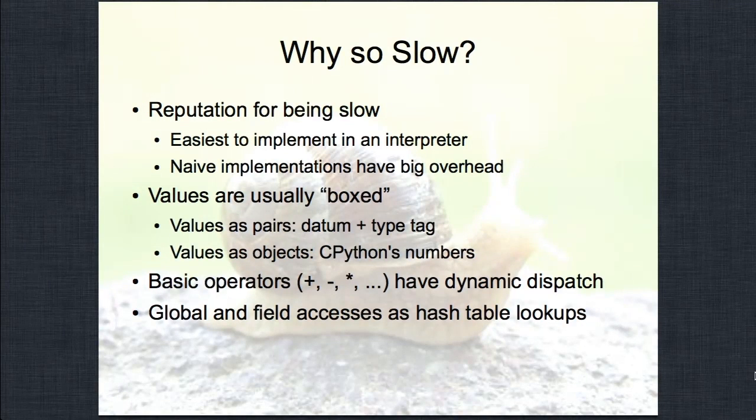So dynamic languages have a reputation for being slow, or at least significantly slower than static languages. This is probably because the easiest way to implement a dynamic language is using an interpreter, and also because naive implementations have a lot of overhead in them. Values are usually boxed, that is represented as a pair with a datum and a type tag. And in a language like Python, for example, CPython represents all numbers as objects, so pointers to objects.